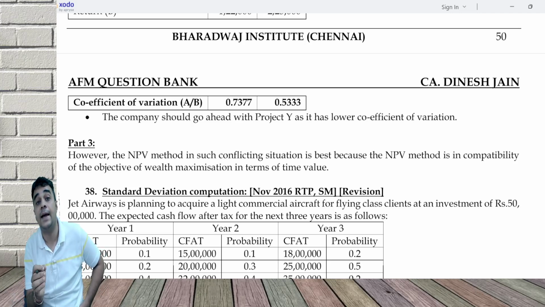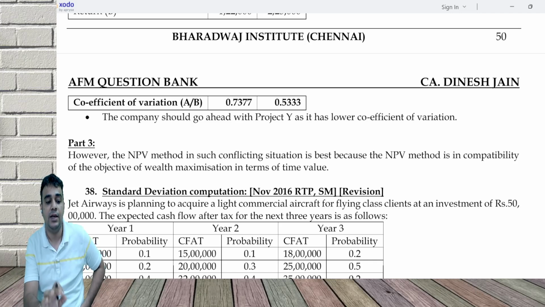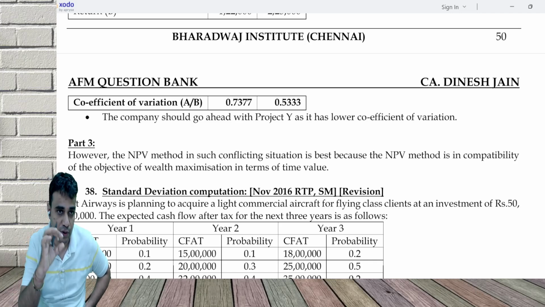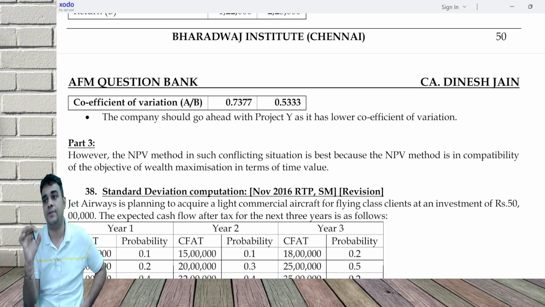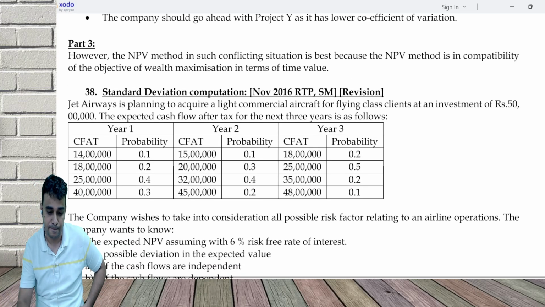If you're forcing me, okay, I'll agree with whatever you're saying, but my expectation is very simple. I am a conservative investor, I want to reduce risk. This is part 3 of the solution, exactly the ICI wording, where they've said that in case there is a conflict, you go by the NPV method of wealth maximization. Go through 38.